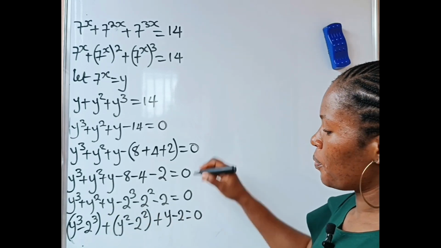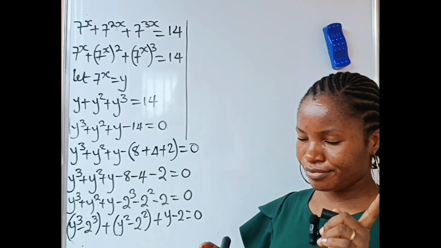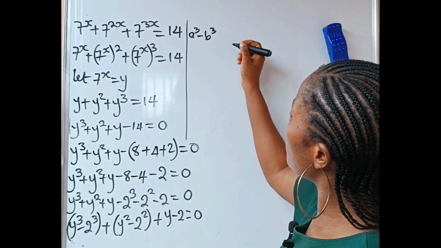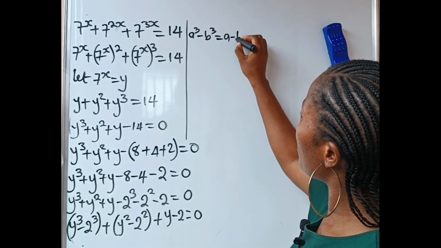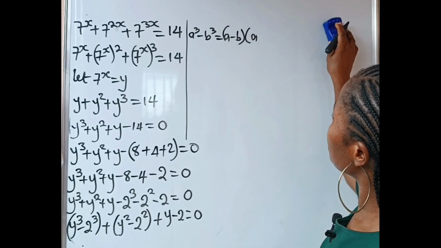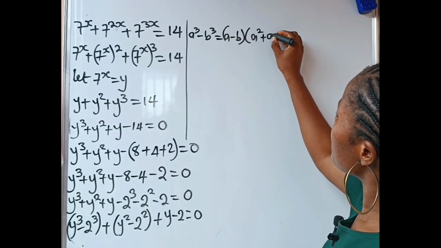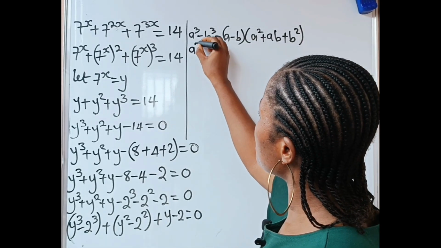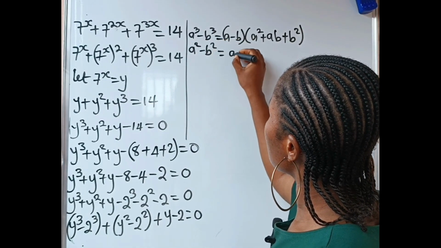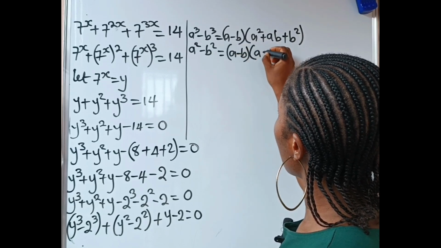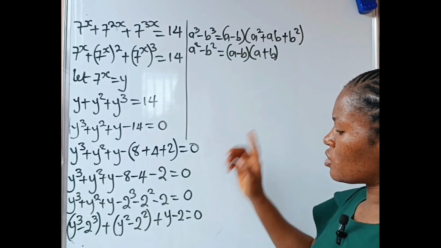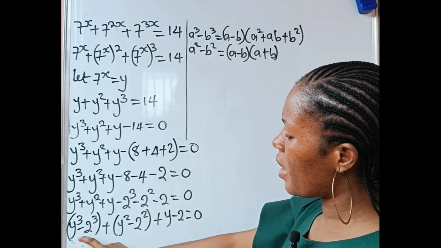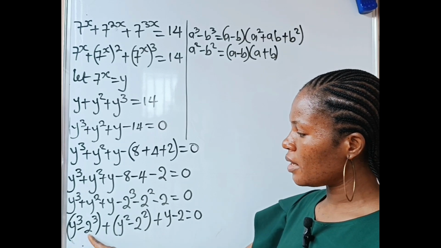Now recall that a to the power of 3 minus b to the power of 3 is equal to a minus b multiplied by a squared plus ab plus b squared. Also a squared minus b squared is equal to a minus b multiplied by a plus b. Therefore, we are going to solve this in this form. Our a is y and our b is 2.